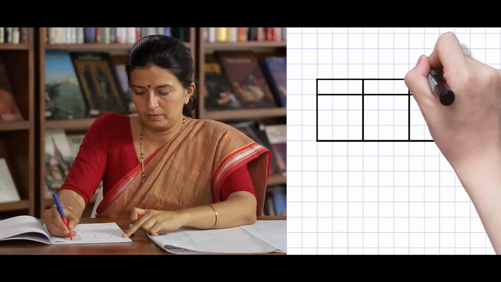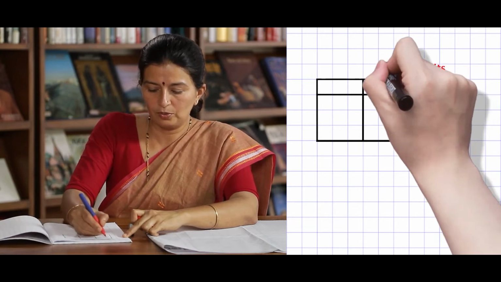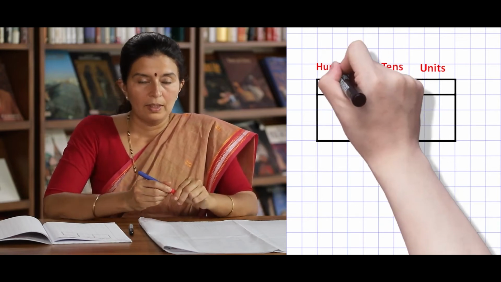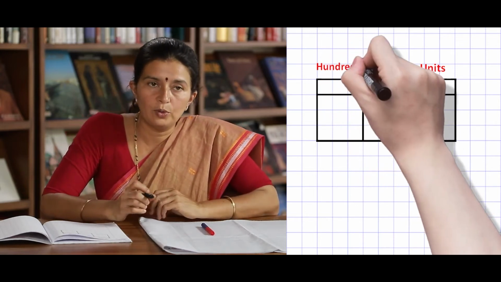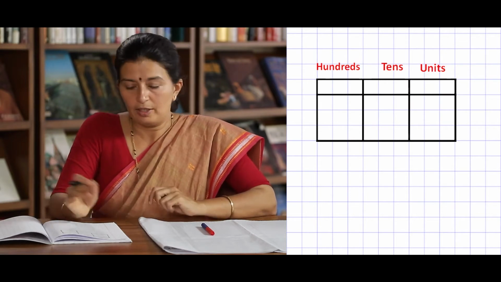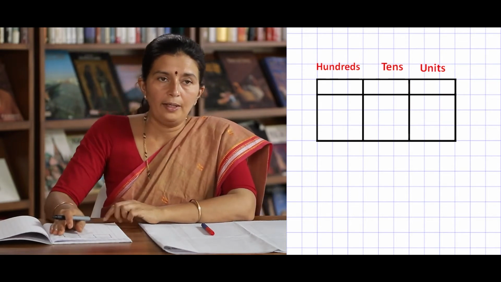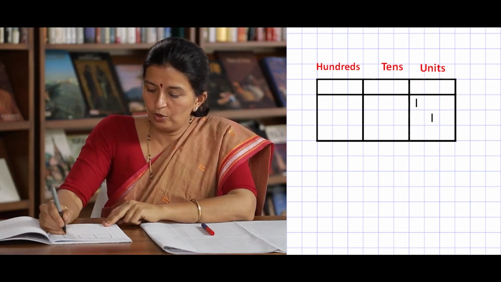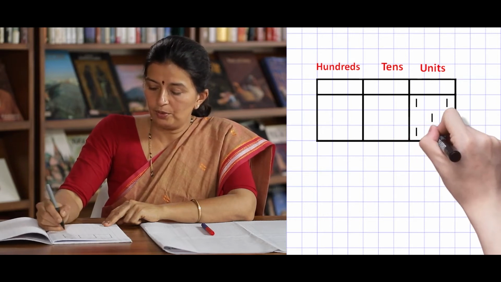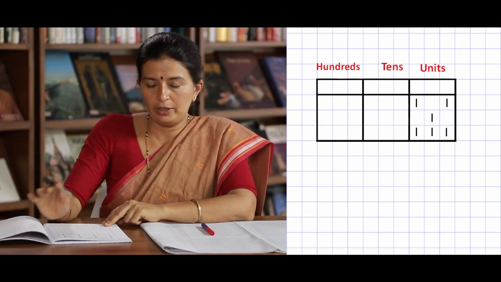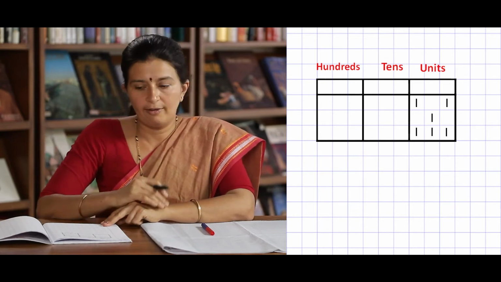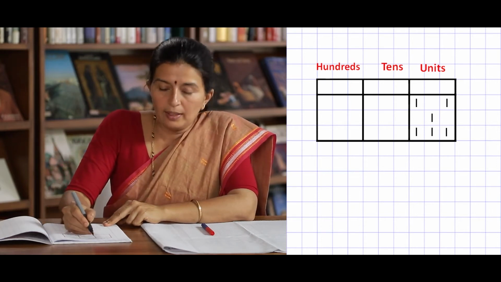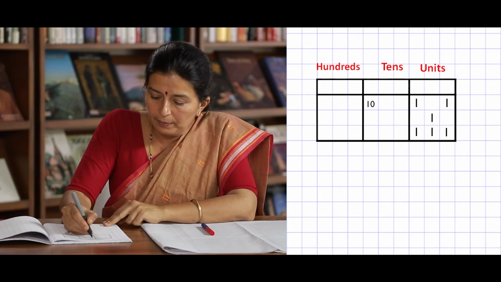Let us write units, tens, hundreds. So this is units, tens and hundreds. The number we have to write is 246. In 246, how many units do we have? 6 units, right? 1, 2, 3, 4, 5, 6. We can write it anywhere here. How many tens do we have? 4 tens are there.